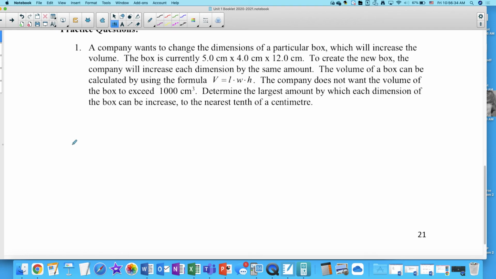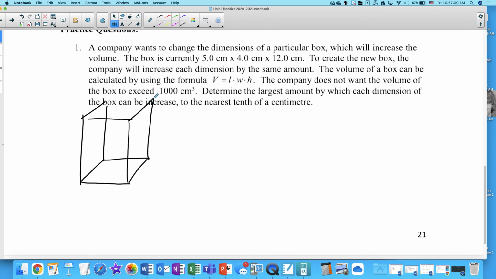Simple. Yeah. Even before making an equation. Yeah. Draw a box. Yeah. I would draw the original. Okay, so this is the original. It is 5 by 4 by 12. We are increasing each side by the exact same amount. Do we know what that amount is? No, so let's make that the variable.